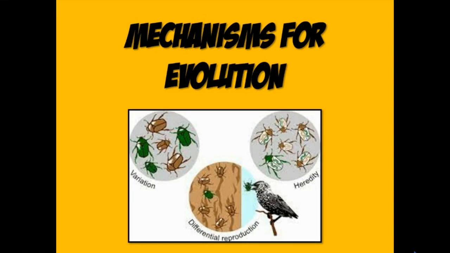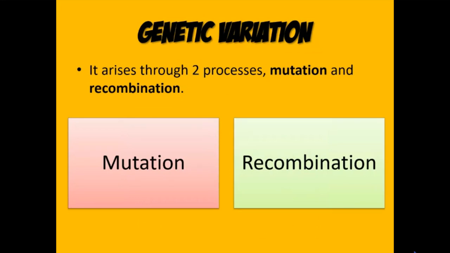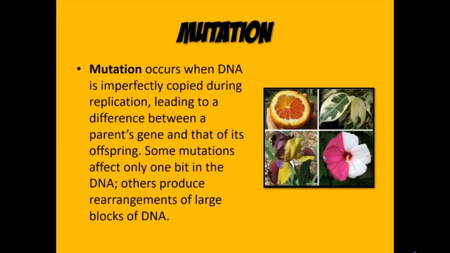So, next po, in terms of genetic variation, no, it arises through two processes. They are mutation and recombination. Sa mutation, it occurs when DNA is imperfectly copied during replication, leading to a difference between a parent's gene and that of its offspring. Some mutations affect only one bit in the DNA. Others produce rearrangements of large blocks of DNA.